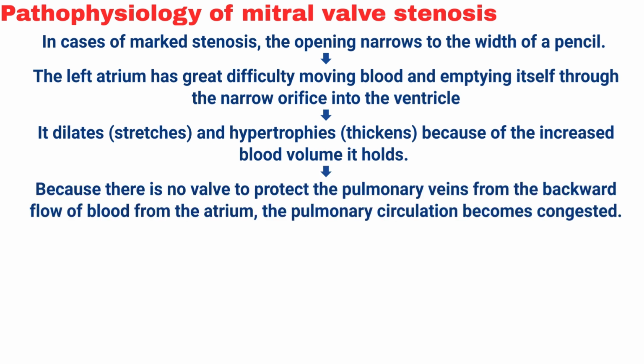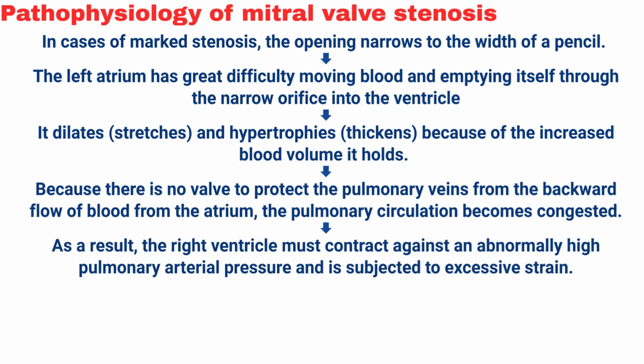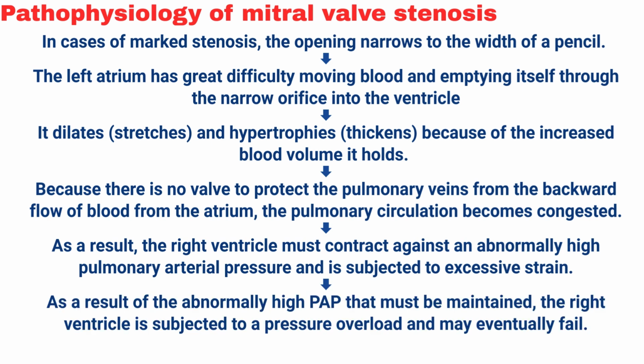Because there is no valve to protect the pulmonary veins from the backward flow of blood from the atrium, the pulmonary circulation becomes congested. As a result, the right ventricle must contract against an abnormally high pulmonary arterial pressure and is subjected to excessive strain. As a result of the abnormally high pulmonary arterial pressure that must be maintained, the right ventricle is subjected to a pressure overload and may eventually fail.